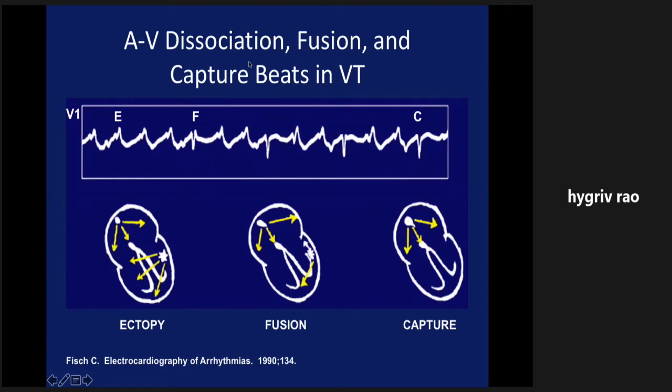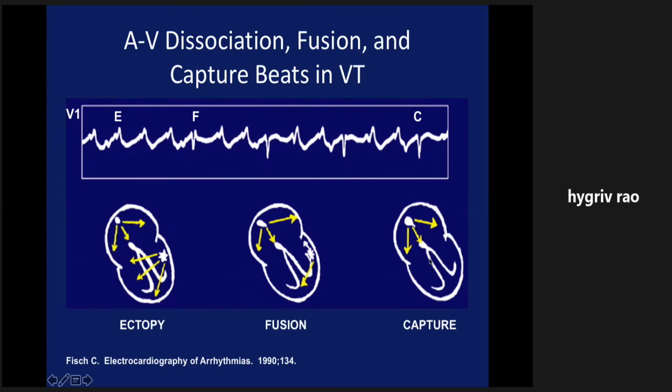Now, the important summary of VT is AV dissociation. I showed you so many examples. A fusion and a capture. A fusion means that you have a beat coming from the SA node through the conduction system, and a VT is coming from the myocardium somewhere, and both of them fuse to produce a complex which is not so wide, not so narrow. Not so narrow as a normal QRS, not so wide as a VT. That is called a fusion beat. So a fusion beat is diagnostic of a VT.